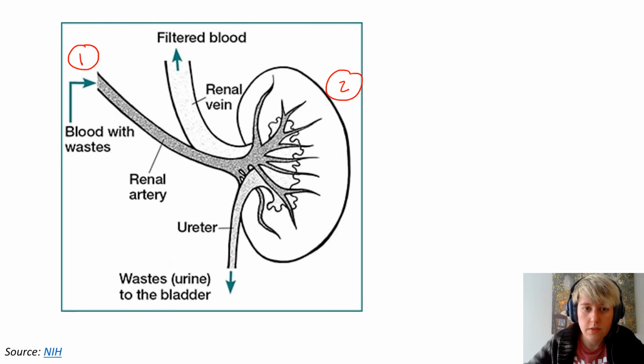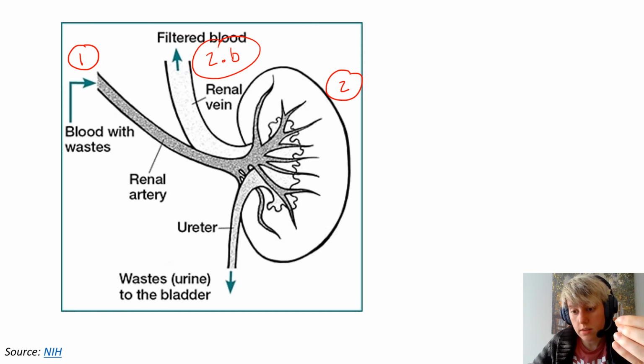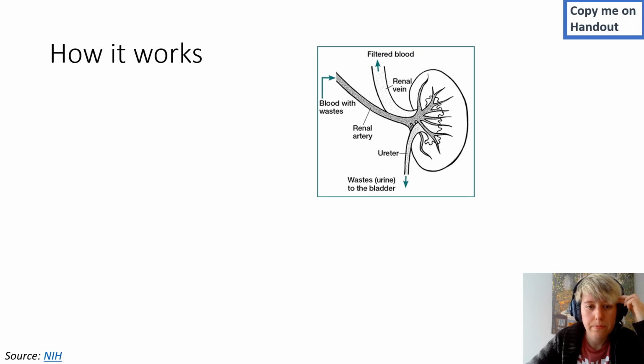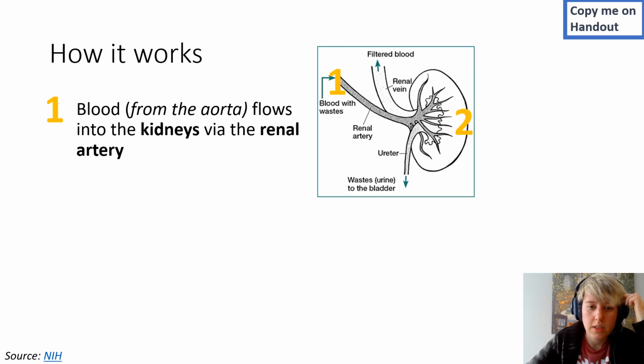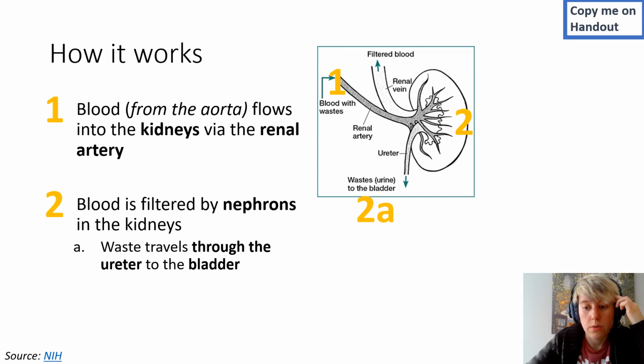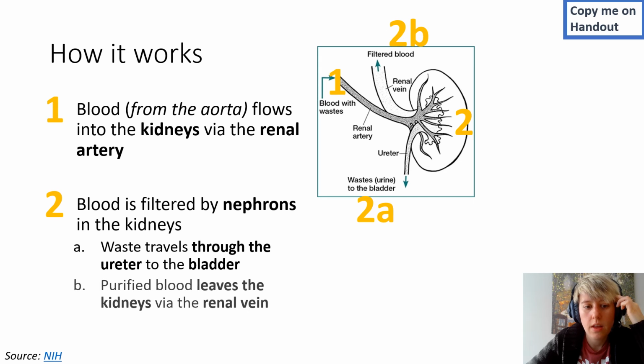Now, when the blood is filtered, it leaves the kidney via the renal vein, and our urine, so the liquid with all of the waste products, goes to the bladder via the ureter. So if we're looking at it in steps, step 1, blood flows into the kidneys. Step 2, blood is filtered by the nephrons. Waste goes to the bladder. And purified blood leaves the kidneys.